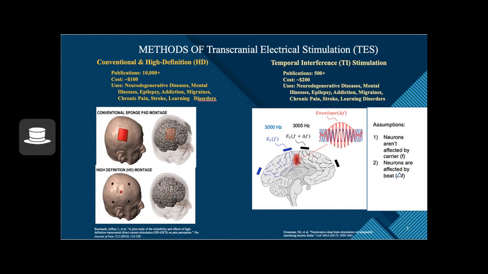The conventional and high definition cases have over 10,000 publications and have been a hot topic of study, with its low cost at about $100 and its uses being wide-ranged, such as for neurodegenerative diseases, mental illnesses, epilepsy, addiction, migraines, chronic pain, stroke, and learning disorders, and many more. And temporal interference is a more recent development, having only about 500 publications and being similar in cost and use cases.